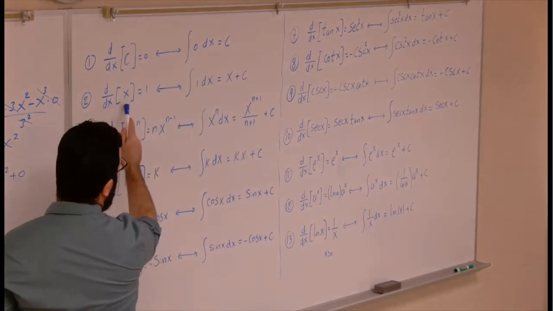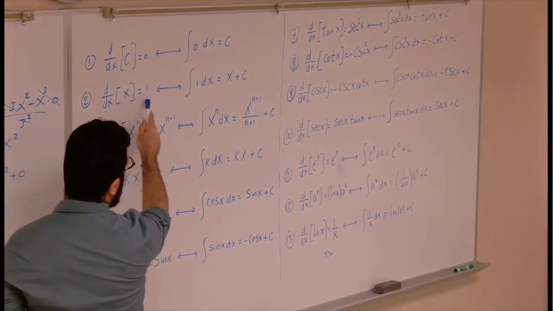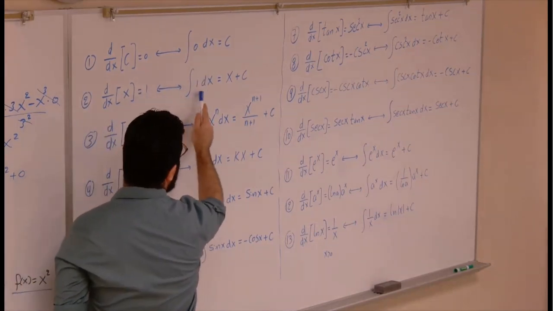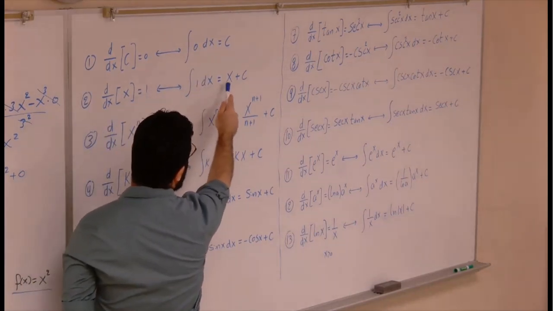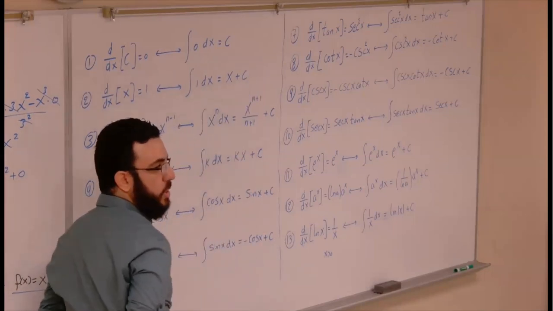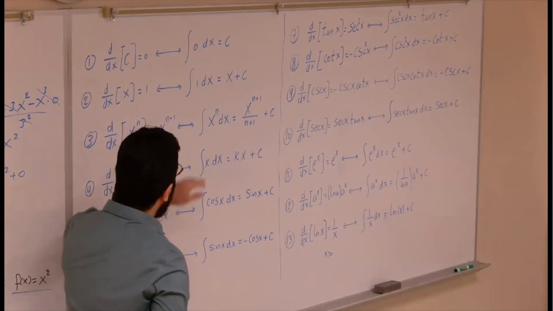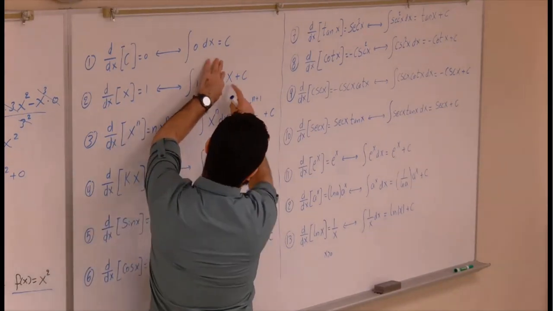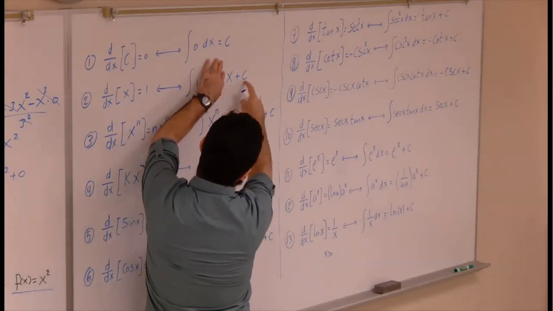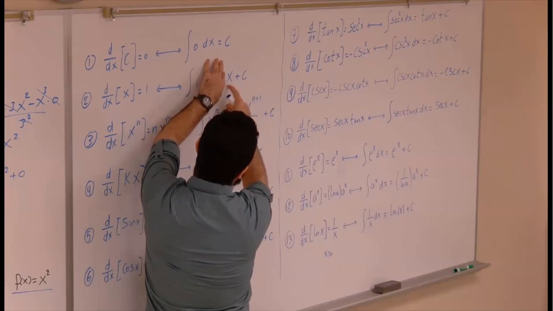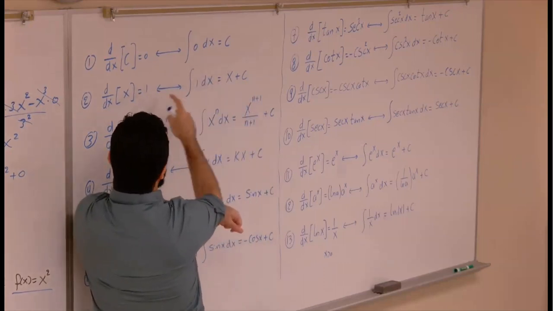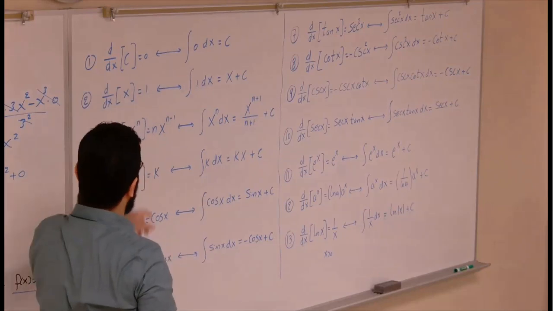The derivative of x equals 1. The integral of 1 dx is going to be x, and you have to add the constant c. Always you have to add the constant c. Now, if you take the derivative of this one, the derivative of the constant is going to be 0 and the derivative of x is going to be 1. So it's going to go back to the original function 1.